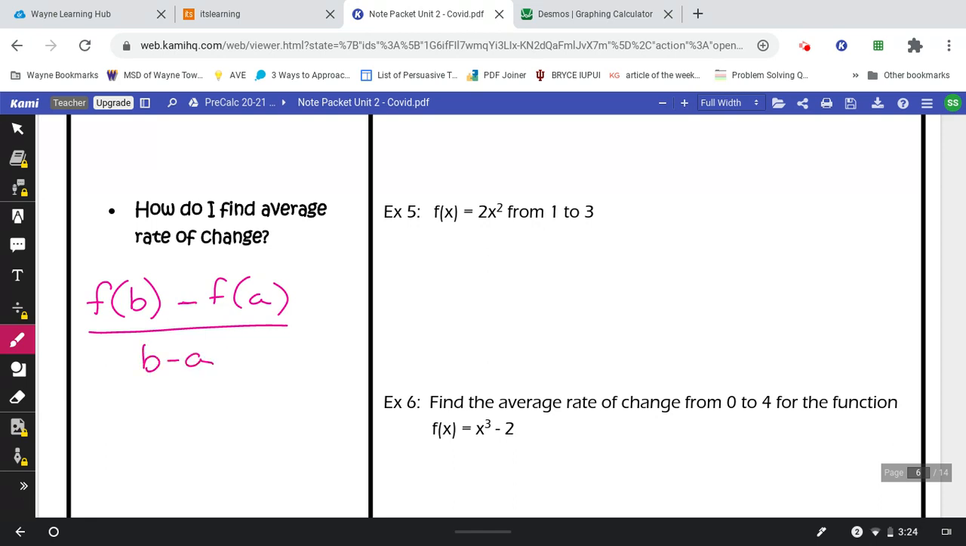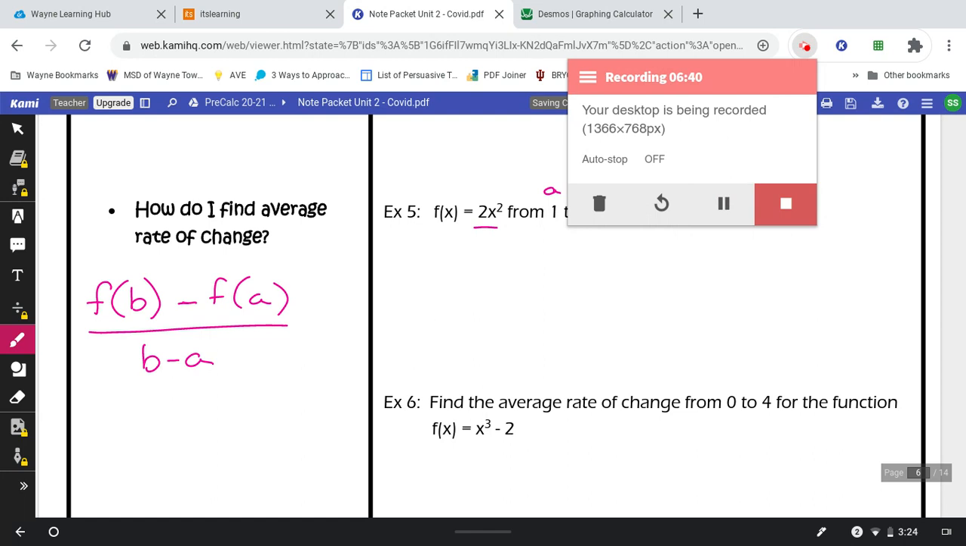B minus A. Okay, so example number 5, this is our function. So anytime they're referencing f, that's what we're talking about here. And 1 is going to be our a and our b. And sometimes they'll write it like this. That means the same thing. It's still a and b.